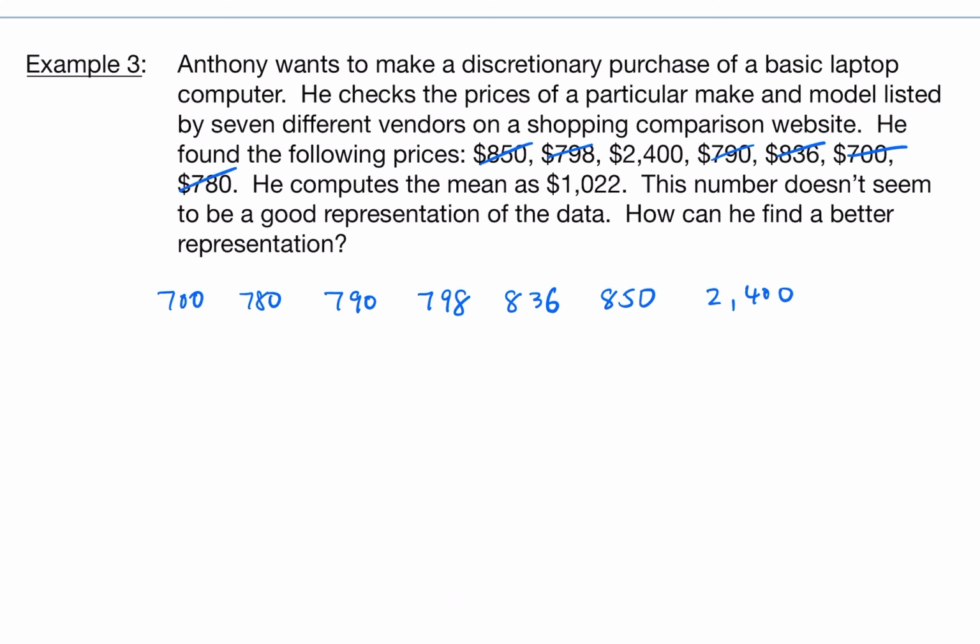So here we have 7 terms: 1, 2, 3, 4, 5, 6, 7. And we want to find the middle term, right? To find the median, it's going to find the middle term. And so the middle term is going to be the 4th term, 798. And so when we look for the median, we see that it's 798, and this is a lot closer to the numbers that we're typically seeing in the various prices.